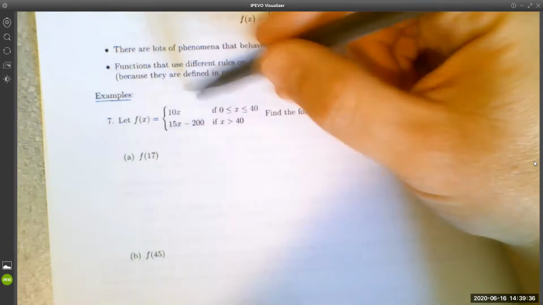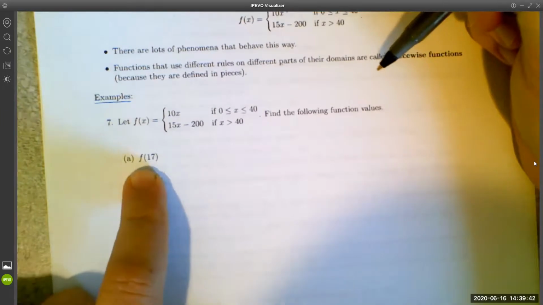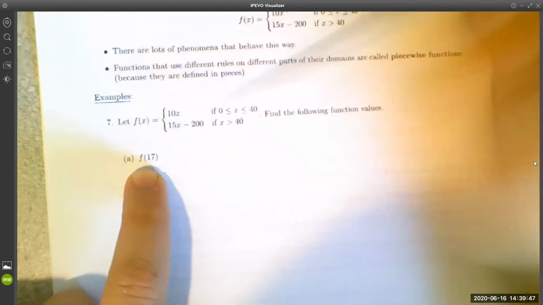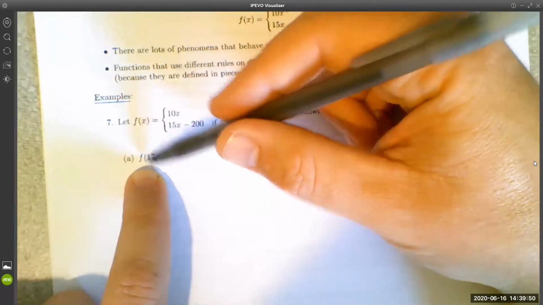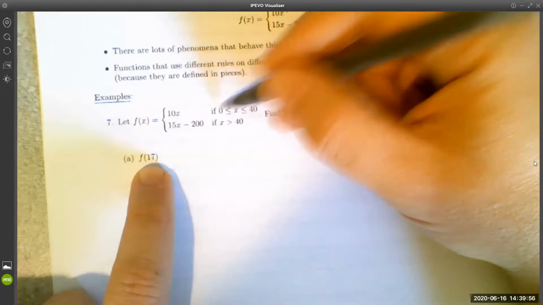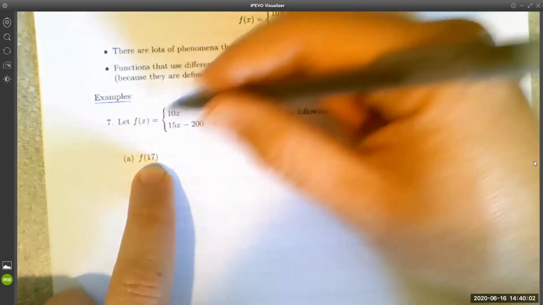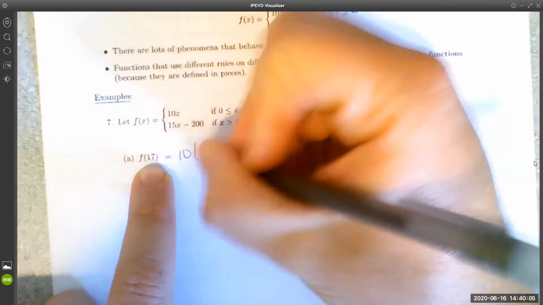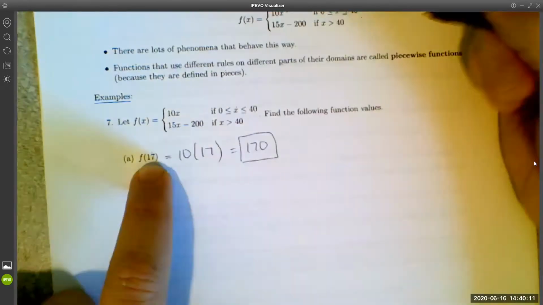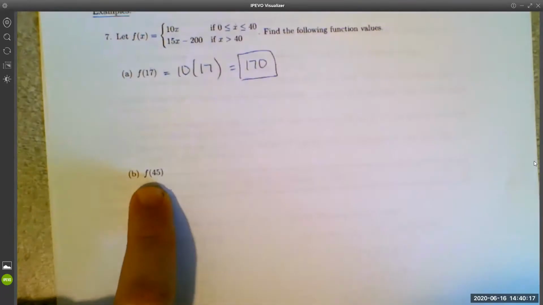So let's say that f of x is this piecewise defined function. Let's find the following function values, right? Let's find f of 17. So to find f of 17, when you're dealing with a piecewise function, you have to figure out which part of the domain I am on, right? If x is 17, then I'm between 0 and 40, I'm not bigger than 40, and that means I'm going to use the top rule, right? So f of 17 is going to be 10 times 17, right? I'm using that top rule there. So if I work 17 hours in a week, I make $170.